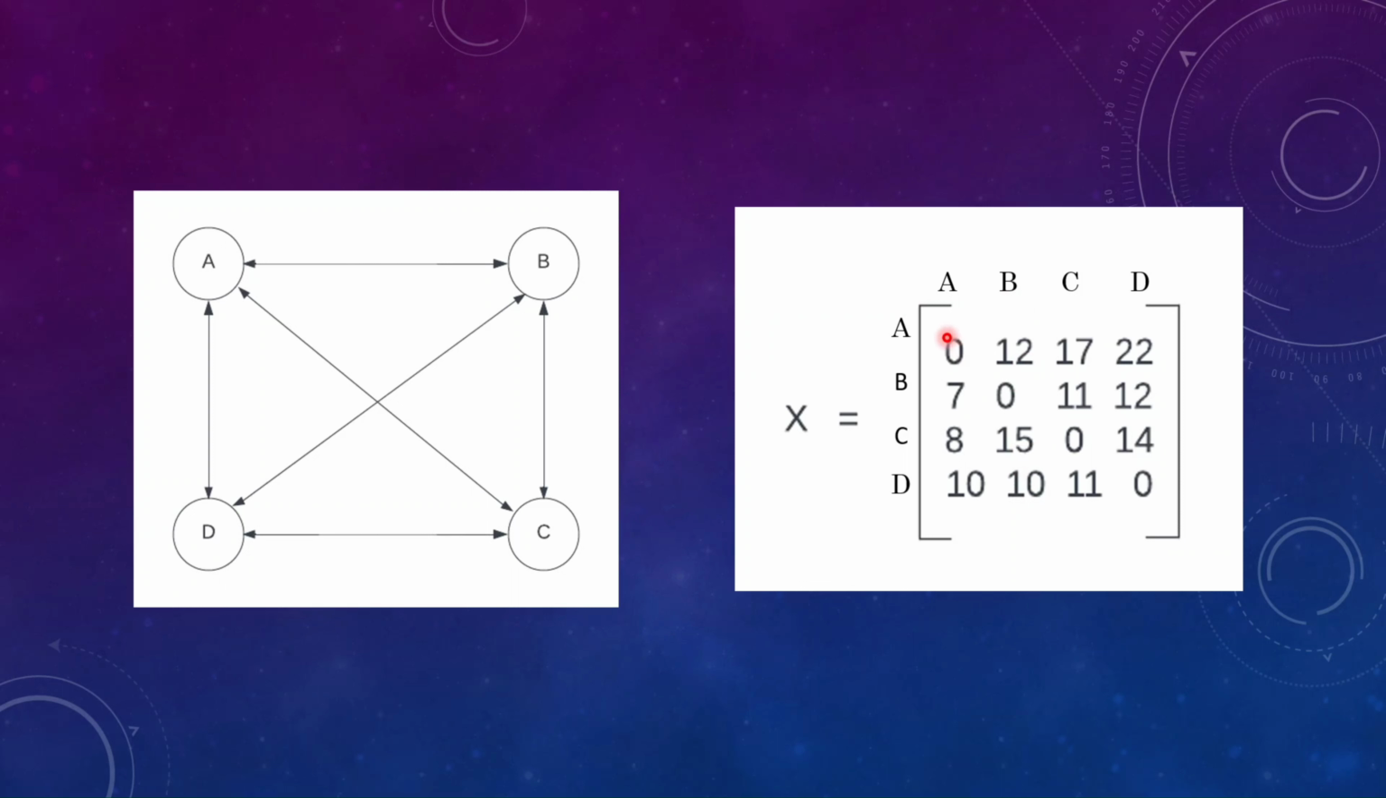It should be noticed that all the diagonal elements of the matrix are 0 because no distance is covered if the salesperson remains in the same city. In other words, let's say if he travels from city A to A, then he has remained in the same city and thus no distance is covered.